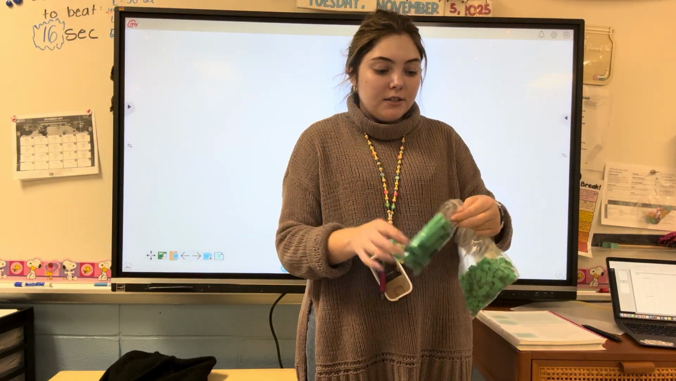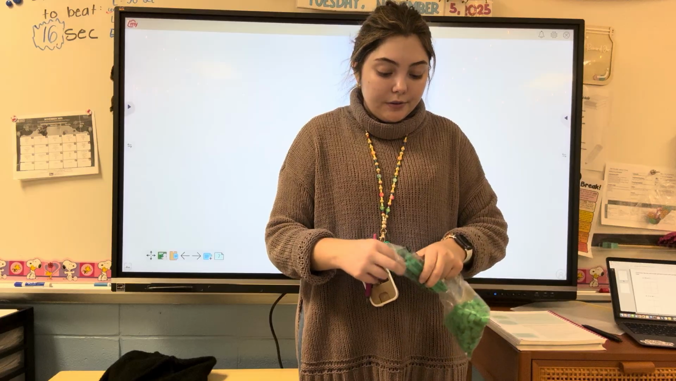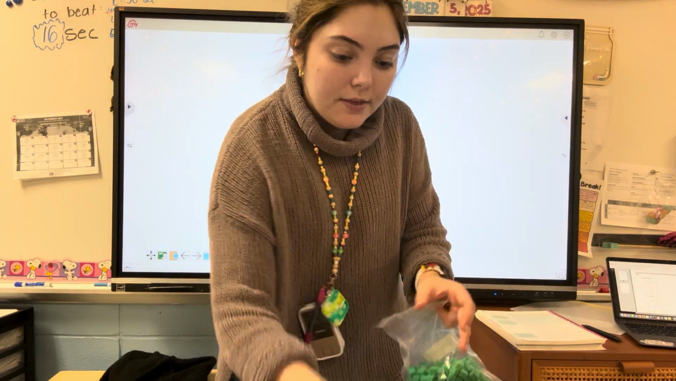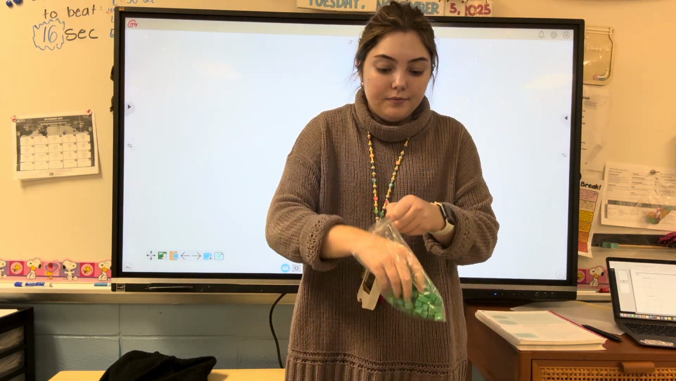Then I have these. This is what we call our rod. So this is just a 10, and I call it a rod. Then I have my ones, and we just call it a little cube. So flat for 100, rod for 10, cube for 1.